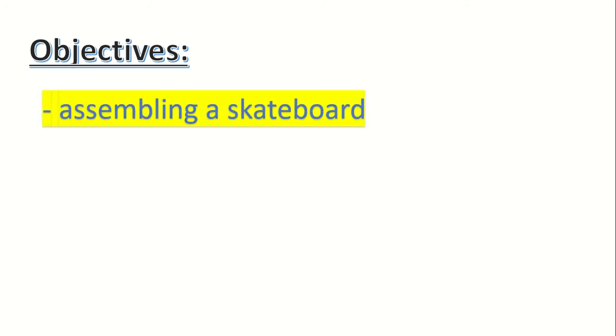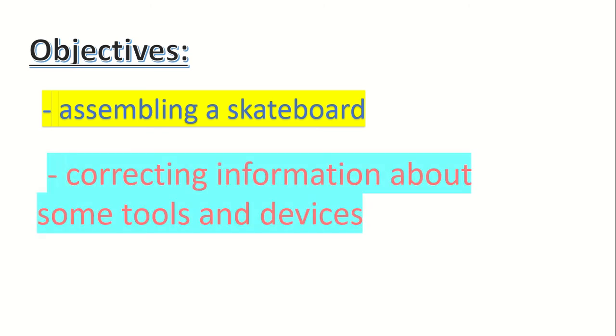And as usual, before we start the lesson, let's take an idea about the objectives. We have two objectives for today's lesson. The first one is assembling a skateboard. How to assemble a skateboard. إزاي تجمع أو تكون skateboard. The second objective is correcting information about some tools and devices. Okay, so we'll see if you don't know the information, if you don't know the name of something, and you make a mistake, how someone can correct the mistakes for you.